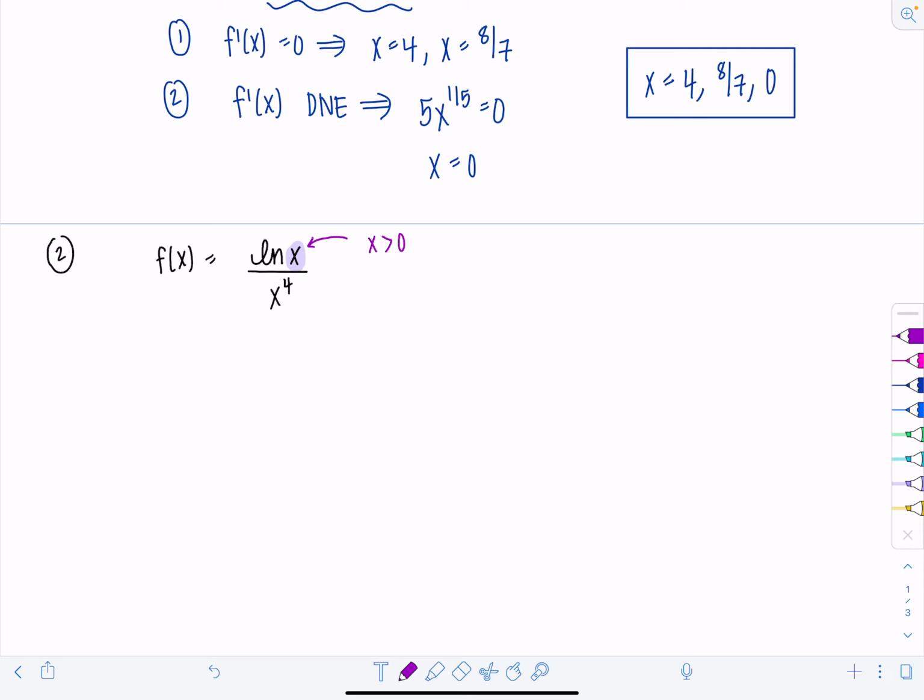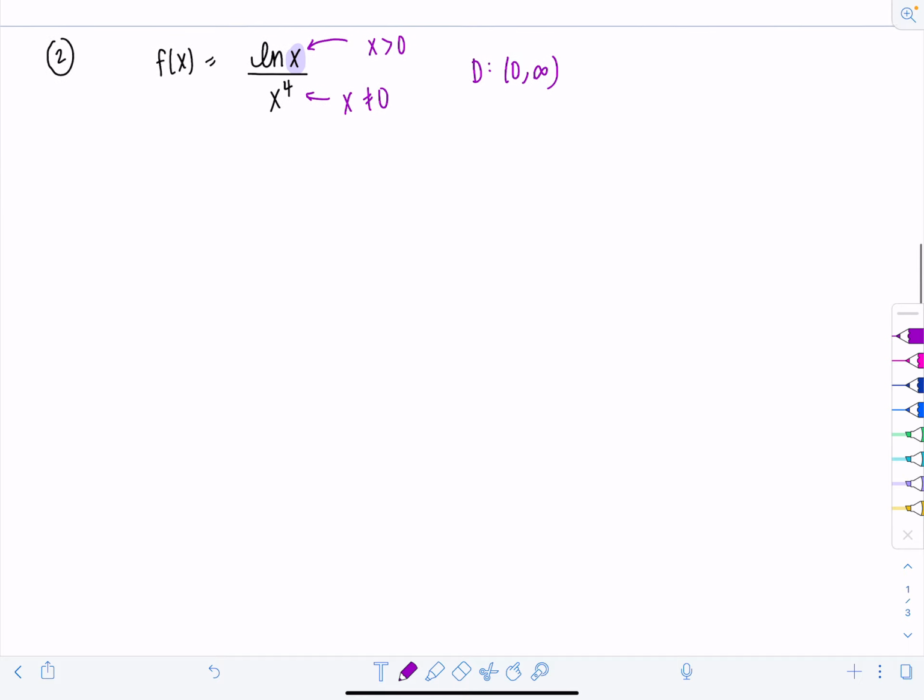What else? Look at the denominator. I've got x to the 4th. That means x cannot equal 0, otherwise the expression would be undefined. But that restriction's already taken care of. If I say x is greater than 0, then obviously x can't equal 0. So the domain, I can just write in interval notation as the interval from 0 to infinity, not including 0. Okay, good, that's done with.